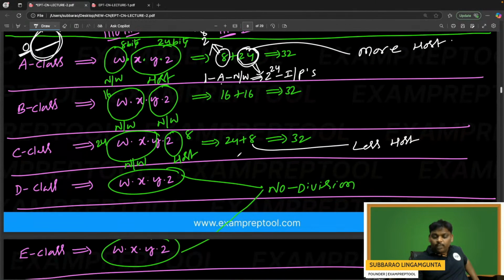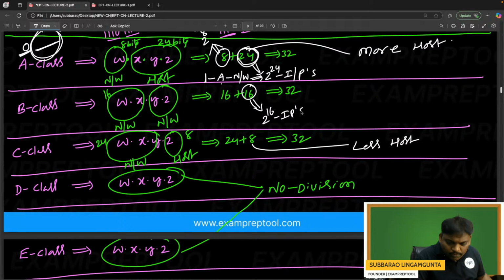Can you see class B? People will get it easily now. Some people are asking, sir, what about class B? If you observe clearly, in class B host purpose is 16 bits, so 2 power 16 IPs are possible. One class B network contains these many IPs. But the first question is, how many networks are possible, sir? Out of the 16 bits, 2 bits are fixed, remaining 6 bits. So 2 power 6 class B networks possible.